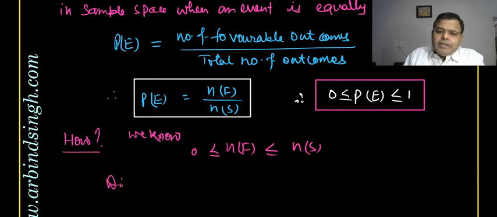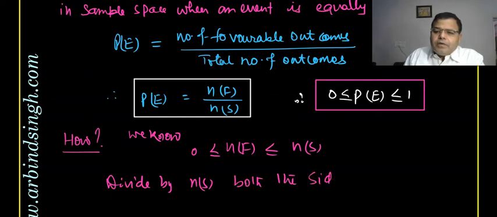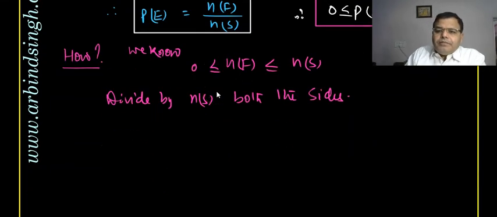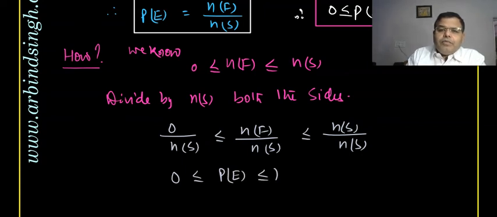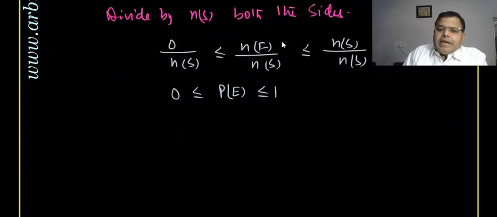Now divide both the sides by NS. What will happen? That will come 0 upon NS, NF upon NS, and NS upon NS. This is 0, and by definition the middle term is the probability of an event, and NS by NS is 1. So the probability of an event lies between 0 and 1. I hope you understood this. Remember, this is a very important point.